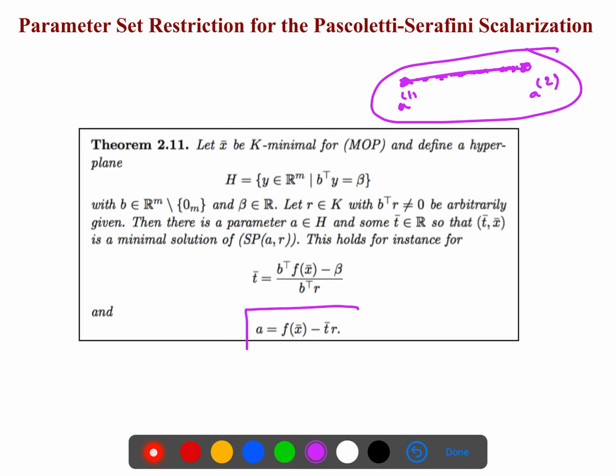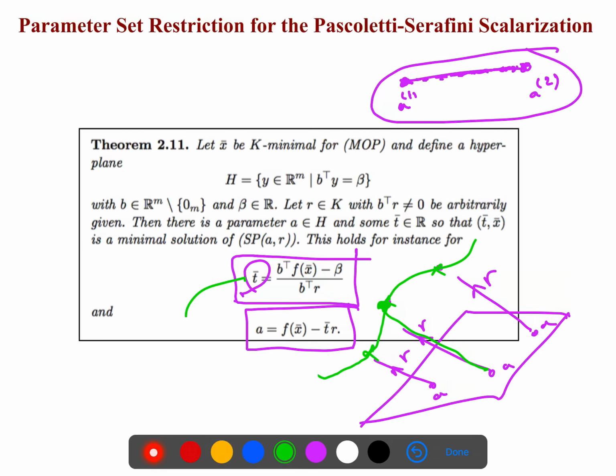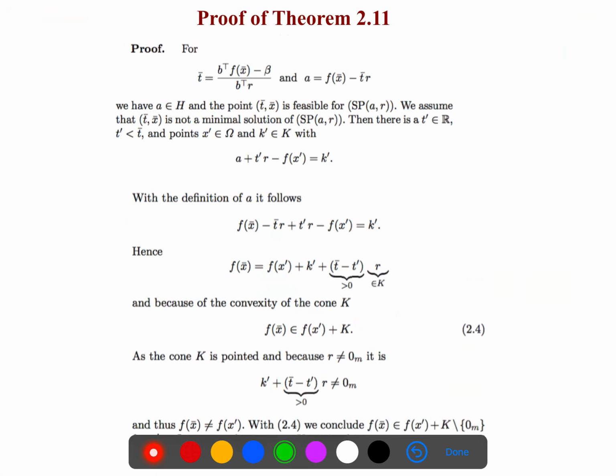You need to know that the reference point is here, and the amount that you need to calculate is this T bar. So if you put A and T bar, you are on this hyperplane. For example, this is one A, this is another, and from all of them you go in direction R to some efficient frontier. So these are the points on the efficient frontier. You want to minimize T such that when you go in this direction, it intersects them and becomes the minimal T that satisfies the K minimality condition.